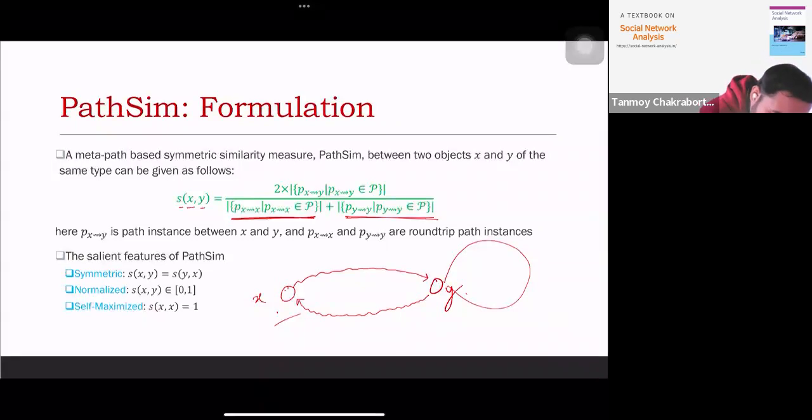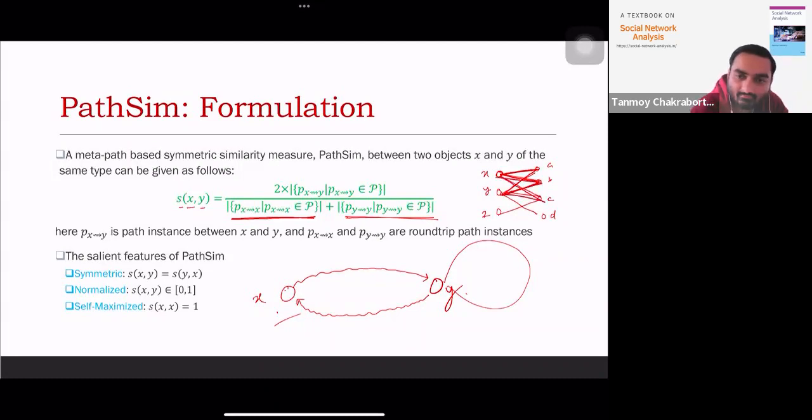Okay. So let me again give an example. I'll give a solid example later, but a very quick example. So this is X, Y, right? Z, A, B, C, D. And let's assume this kind of connection. How many round trip metapaths are there for X? You see from here, right? From here to here to here to here. This is one round trip metapath, right? Similarly, let's assume that you have something here. So this is again a round trip metapath.